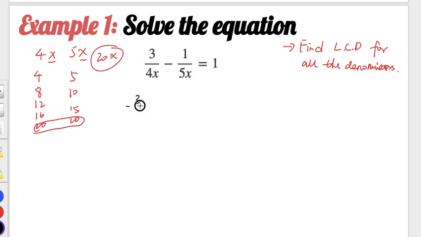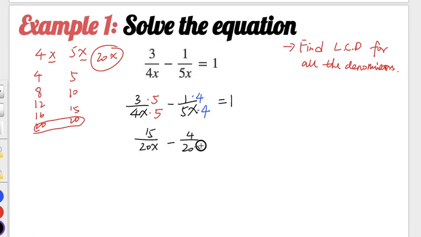Let's copy down the equation. In order to be 20x, 4 has to times 5. And x is already there, so we don't need to do anything, but do not forget, whatever you multiply on the bottom, you do the same thing on the top. And the second part, as you can see, 5x, how do I change it to 20x? I multiply, yes, you are correct, multiply 4, and then we just need to copy down everything. So now I have 20x, 15, 4 over 20x.